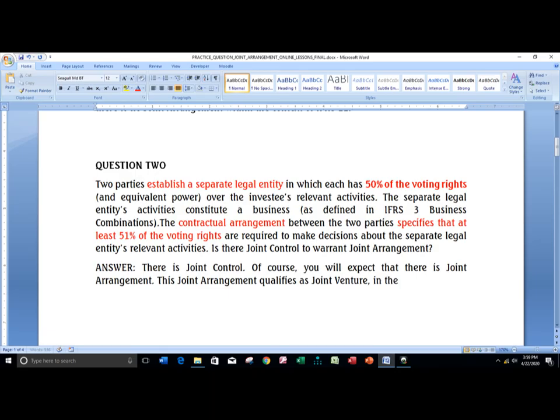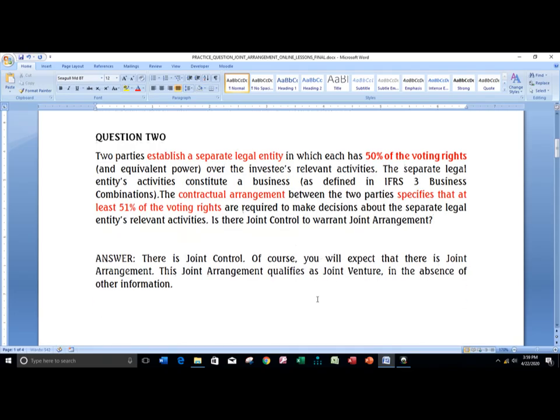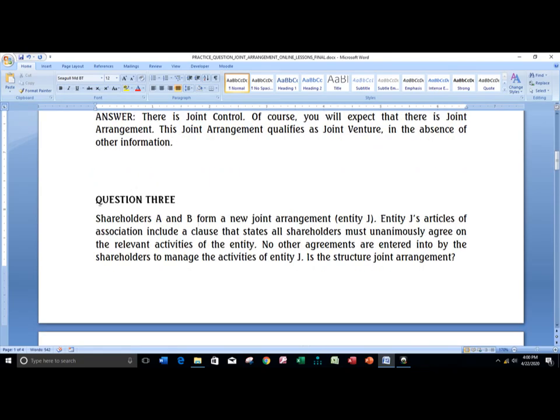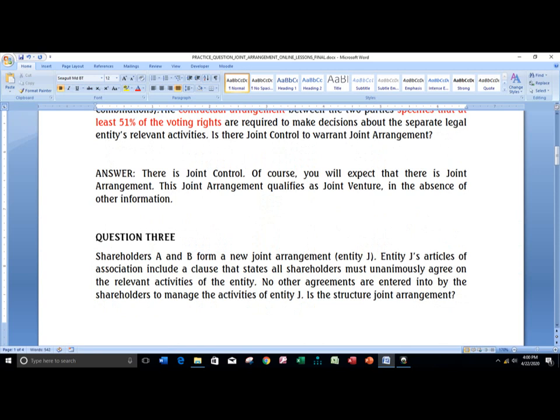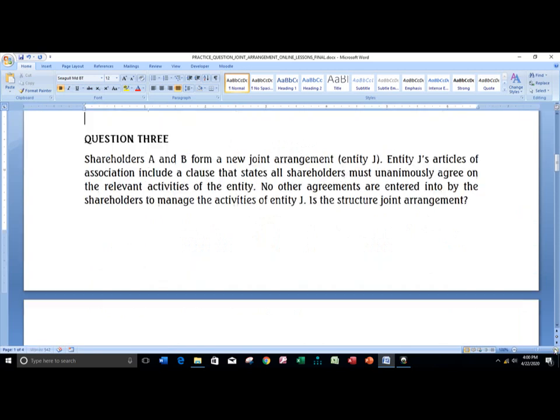So in the absence of other information, I hope you're following. There's nothing in IFRS 11, so taking it bit by bit, we're following. So, no question? Clear, good. So, very quickly, I'll move to question three.